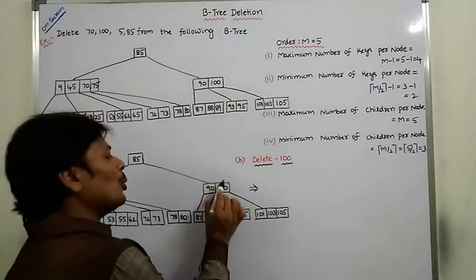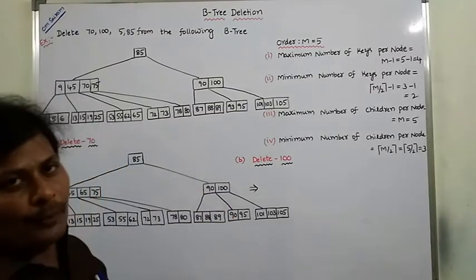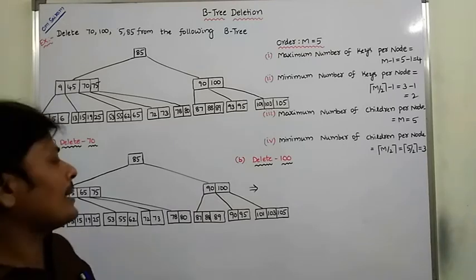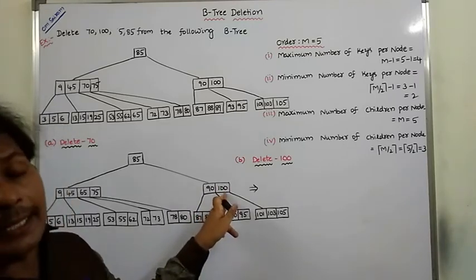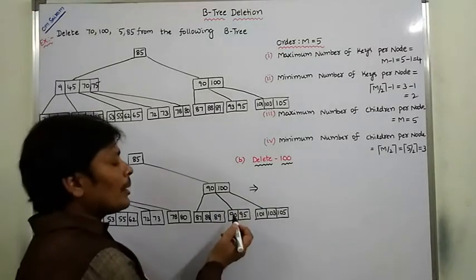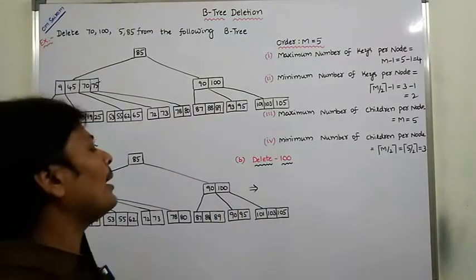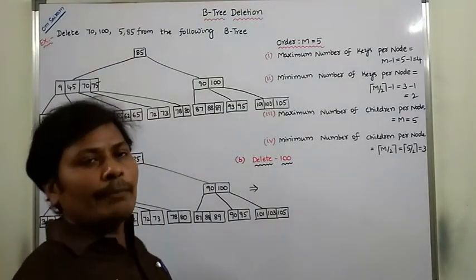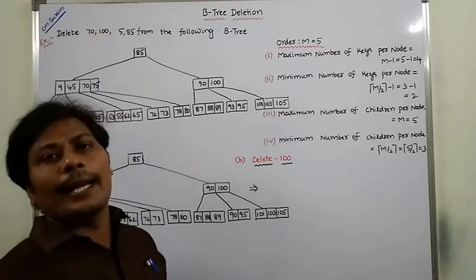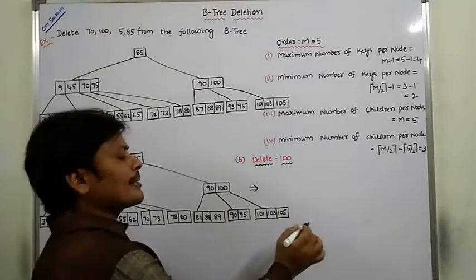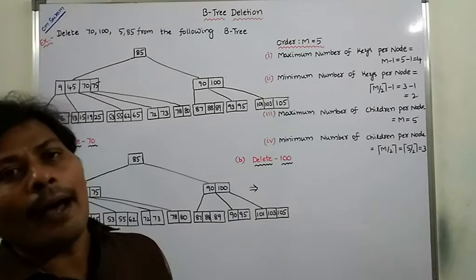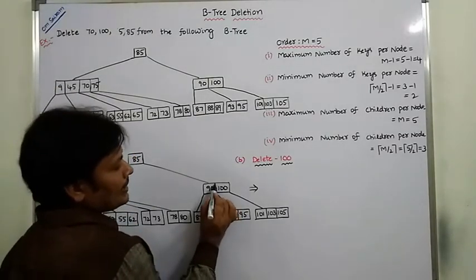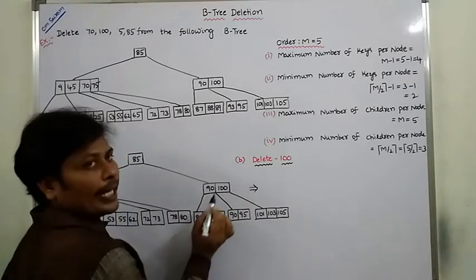So how to delete an internal node? An internal node can be deleted by replacing this key element with either the in-order predecessor or the in-order successor of that node. The in-order predecessor means the maximum element in the left subtree. The in-order successor means the minimum element in the right subtree. This is 100, this is the left pointer and this is the right pointer.